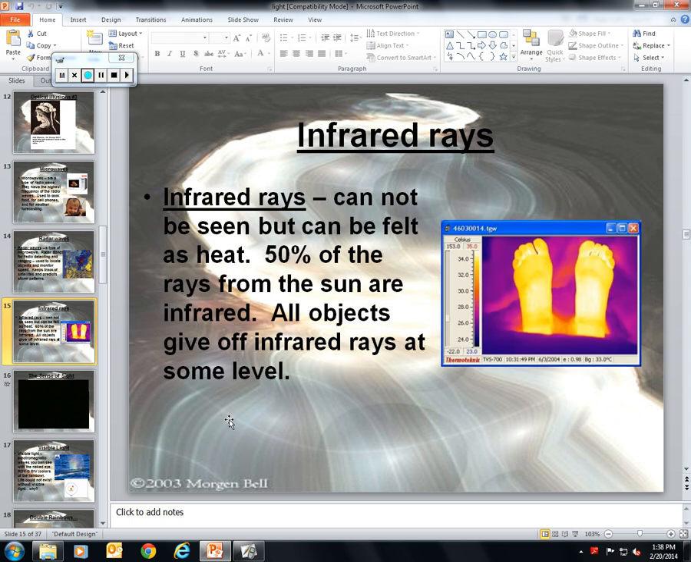Infrared rays cannot be seen, but they can be felt as heat. 50% of the rays from the sun are infrared. And it says that all objects give off an infrared ray at some level. The hotter it is, you can see this color range over here. In this range right here, we have yellow and white as the hottest, and then your red and oranges are in the middle. And when it's cold, you have the purples and the pinks.